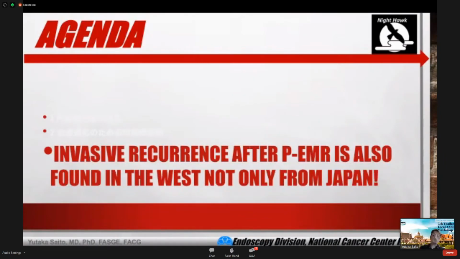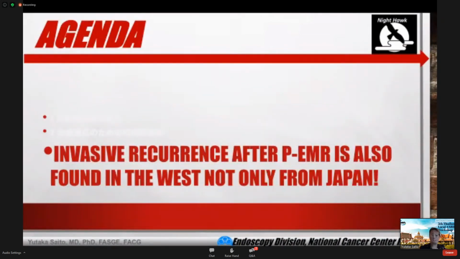Invasive recurrences occurred after piecemeal EMR in several cases. So we Japanese endoscopists never perform multi-piecemeal resection for large LST granular type. But until now, such reports come only from Japan or Asian countries. And still the ESGE guideline recommends piecemeal EMR for LST granular type, and the ACE group in Australia still recommends multi-piecemeal resection even for large LST granular type. And they say they never experience invasive recurrence.